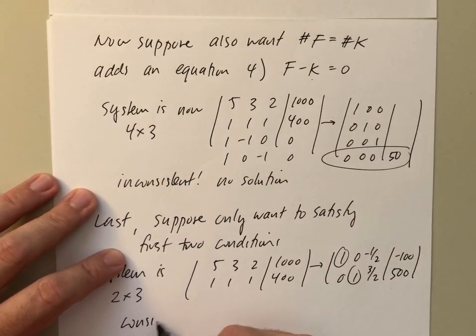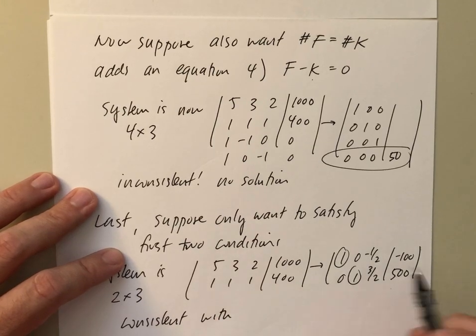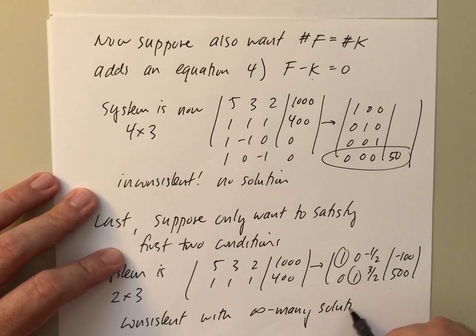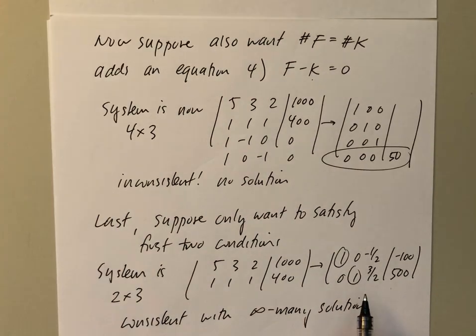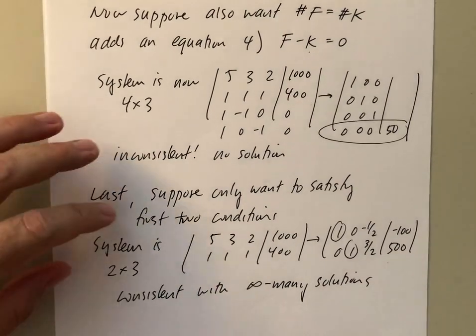So we know that this is consistent, but what we notice in this case is that it's not only a consistent system, it actually has infinitely many solutions, because the third variable, which I guess was knives, is now free. So what's the solution set?